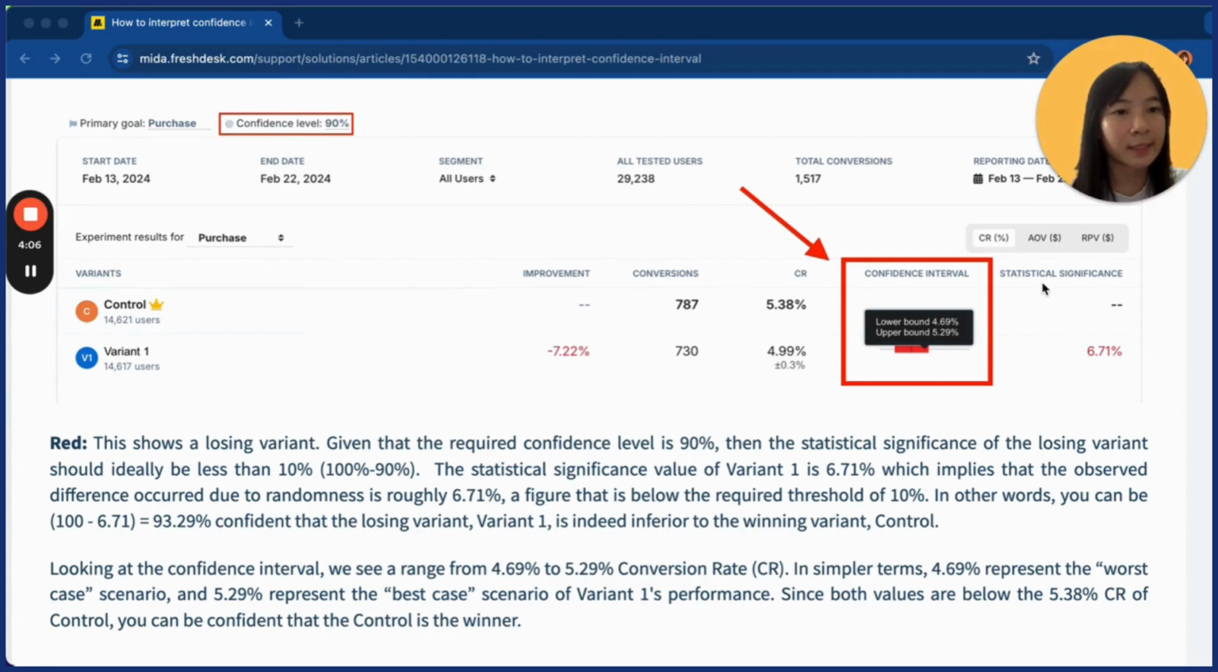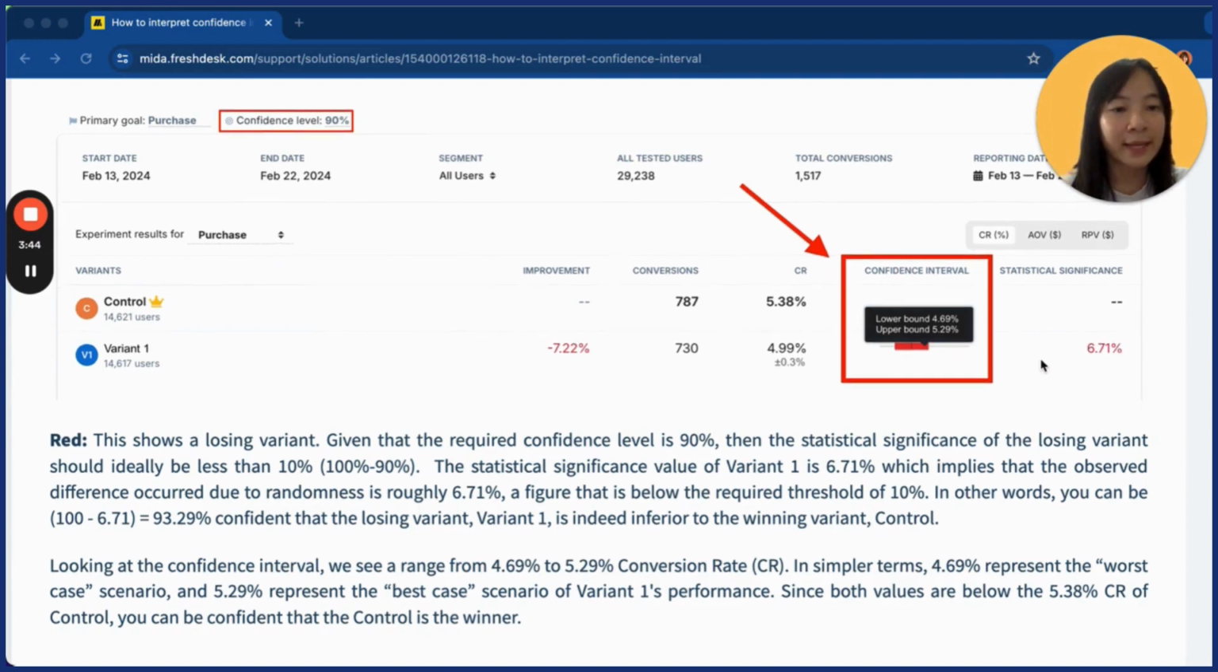And next, we look at the statistical significance value of the losing variant. Given the confidence level required for this test is 90%, ideally the statistical significance value of the losing variant should be less than 10%, right? And in this case, the 6.71% means that the result that you observe right now could be due to randomness, right? In other words, you can feel 93% confident that the result that you are observing right now is not due to randomness, and the losing variant, variant 1, is indeed inferior to the winning control group, right?